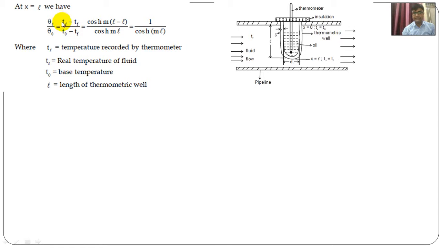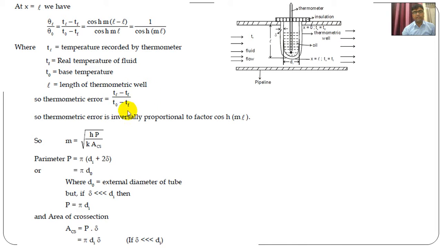Now, what is this? T_L is the temperature of the tip of that fin. Here this is a circular fin. Clear? It is not a rectangular fin. T_F is the real temperature of the fluid. But definitely due to the thermometer and this extended surface, the temperature measured by the thermometer is T_L, which is not equivalent to T_F. That's why the error comes. So what is the error in temperature? This is T_L minus T_F. Clear? And T_naught is the base temperature, L is the length of the thermometric well.